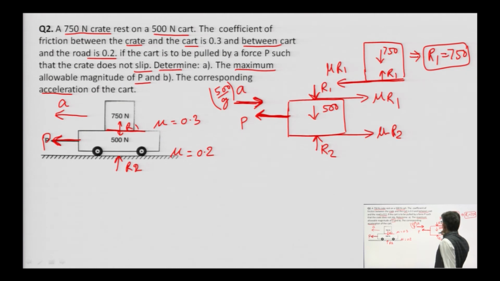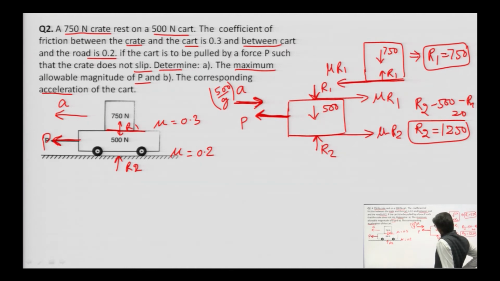By applying sigma Fy equal to 0: R2 minus 500 minus R1 is equal to 0. So R2 here is 750 plus 500, so it is 1250. R2 value is 1250. Two unknowns, A and P, are here, so we need to calculate.